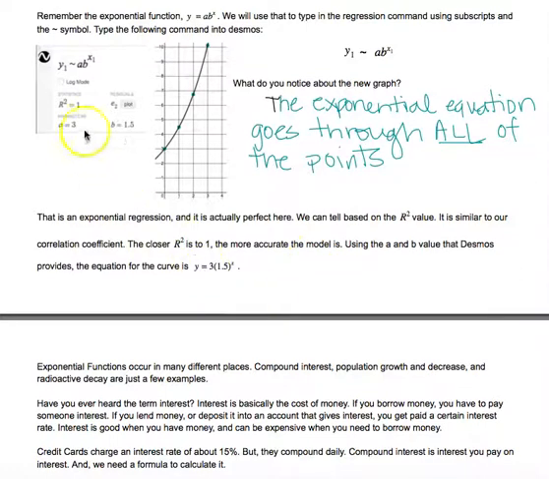So in this case, you can see here, our A goes here, our B goes here. A is my initial amount of 3, B is my change factor of 1.5. So that would be our equation in this case.